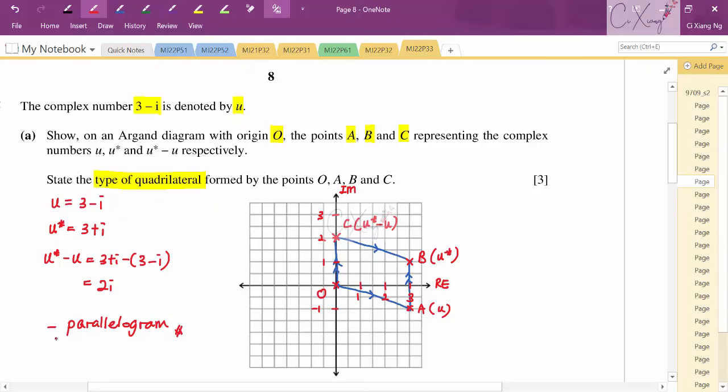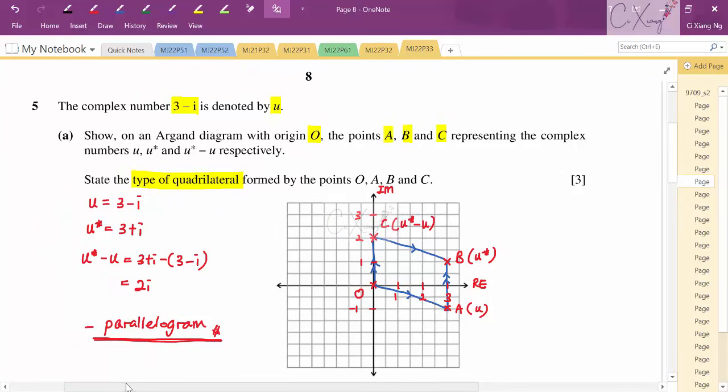For this particular Argand diagram in the exam, please try to sketch it properly by measuring the correct ratio for both the x and y axes so that you can see clearly the shape of this quadrilateral. If the ratio you are using for the x and y axes is not accurate, then you won't see clearly the correct type of quadrilateral you have here. So for part A, the shape OABC is a parallelogram. Now let's continue to part B.